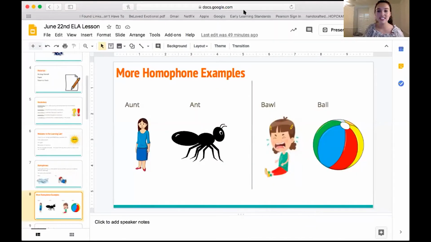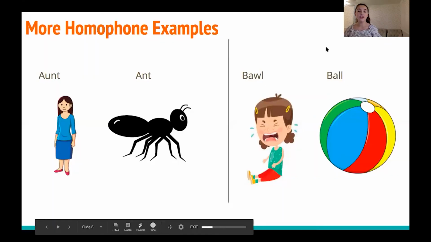So the other example that we had here, I'm just going to share this with you again so that you can kind of get a visual and you can see it and remember. The other one we had here was bawl and ball. And again, it makes a big difference because those two words, even though they sound the same, do not mean the same thing. And that's the definition of a homophone. That's how you know that something is a homophone. Because when you close your eyes and you say them, they sound the same, but they do not mean the same thing.